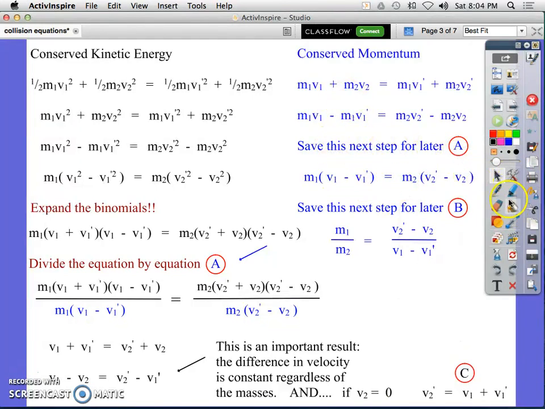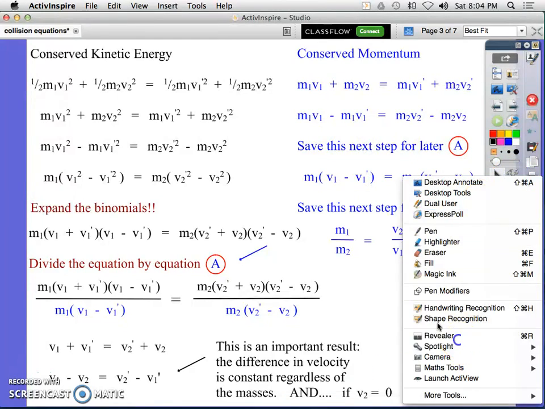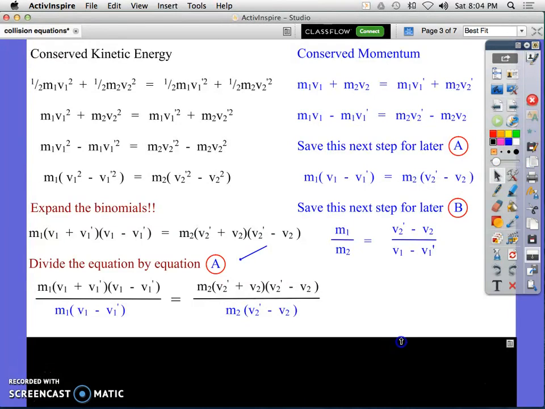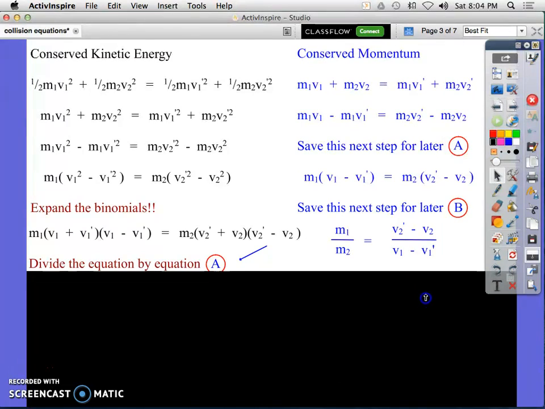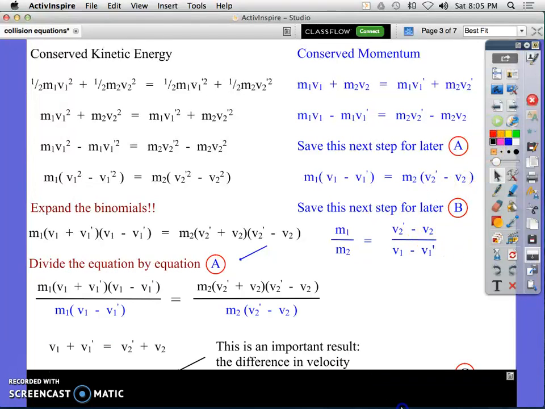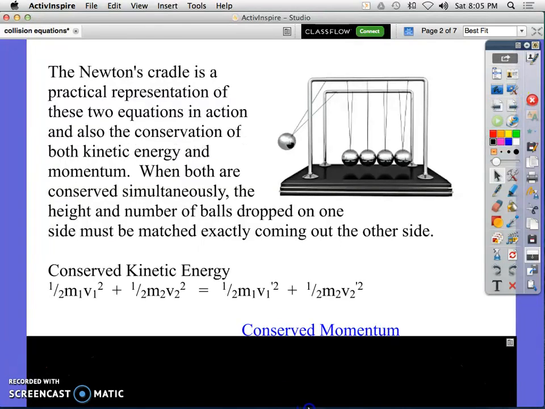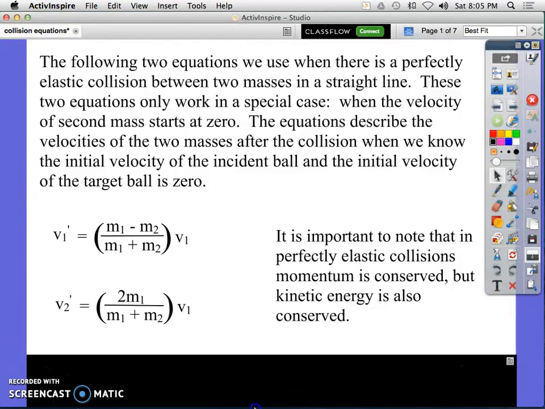Now, on the momentum side, I got one more little thing I want to clear up. Once I take these to the other side, I end up with m's in numerators and denominators. So I am going to take m2 over here and take v1 minus v1 prime over here and save this equation for later. We're going to be able to use it. Okay, so now on to the second page. I got to start getting these equations. It's going to take a while.